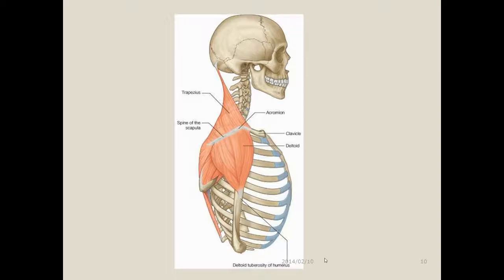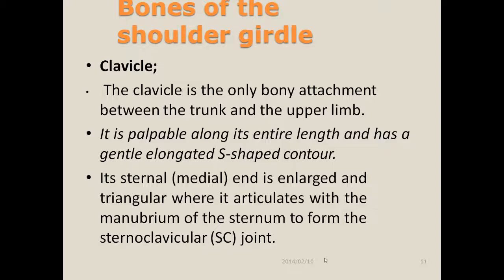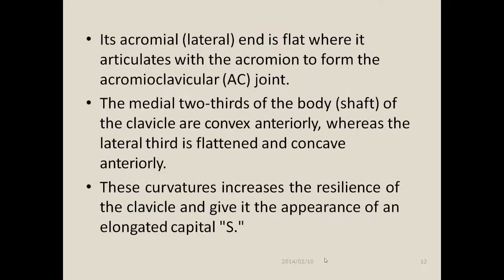We can see here in this picture the scapular muscles. Bones of the shoulder girdle. First is the clavicle. The clavicle is the only bone attachment between the trunk and the upper limb, and it is palpable along its entire length and has a gentle elongated S-shaped contour. Its sternal end is enlarged and triangular, where it articulates with the manubrium of the sternum to form the sternoclavicular joint. The acromial end is flat. It articulates with the acromion to form the acromioclavicular joint.